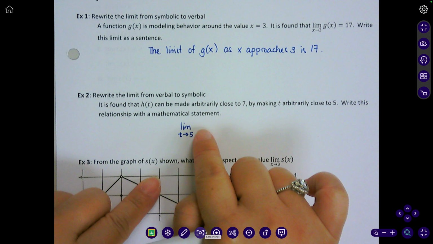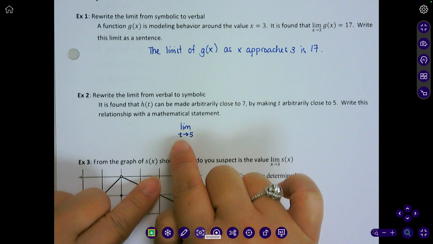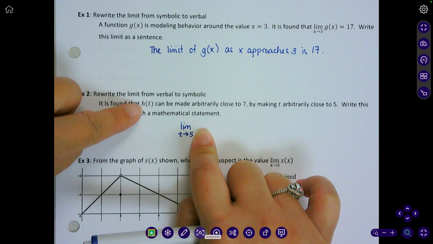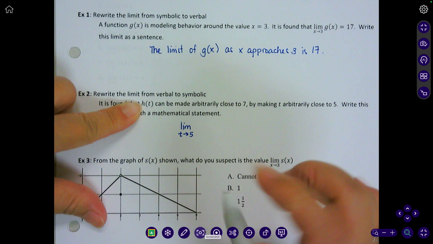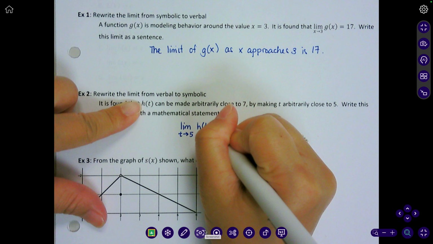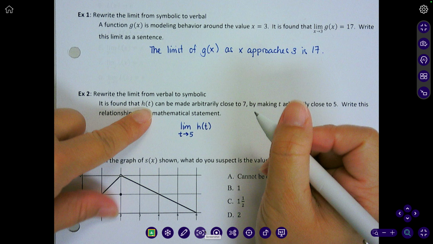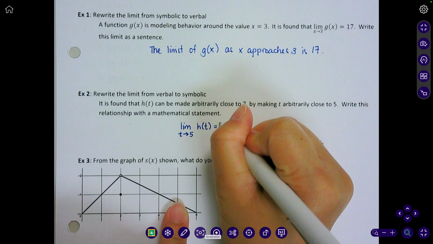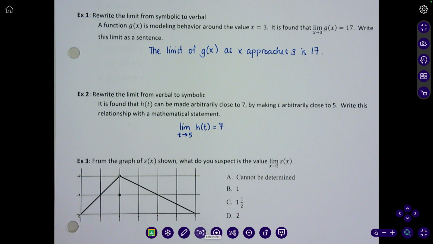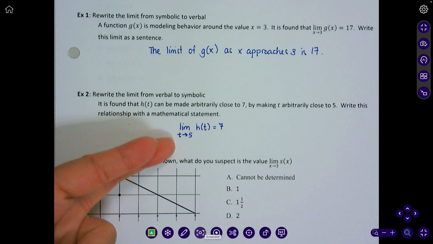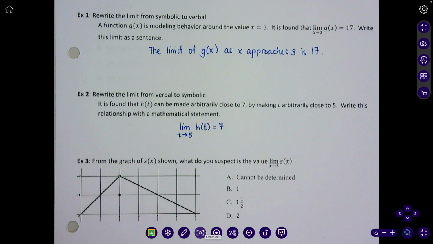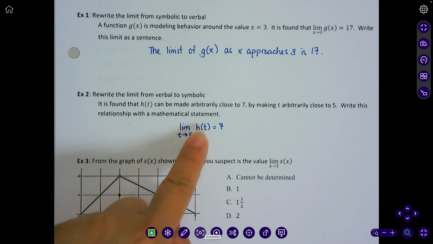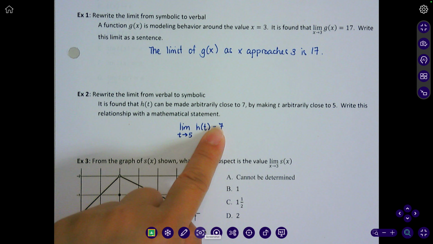The second part is up here. The part up here is your dependent variable, which is your y. Your y notation is h of t. And where does h of t go? Well, h of t is going to get close to 7. That means h of t equals 7. So there's your x and there's your y. As x gets close to 5, or as t gets close to 5, your y gets close to 7.